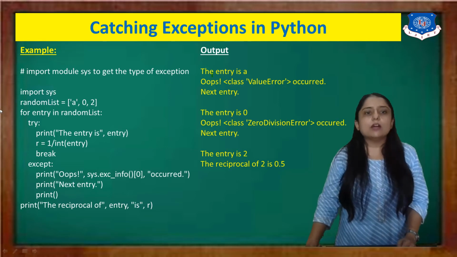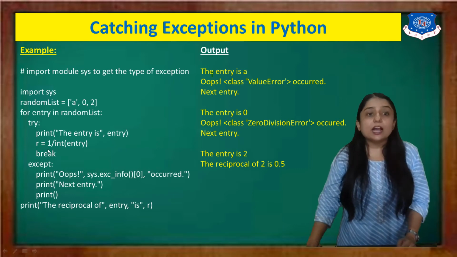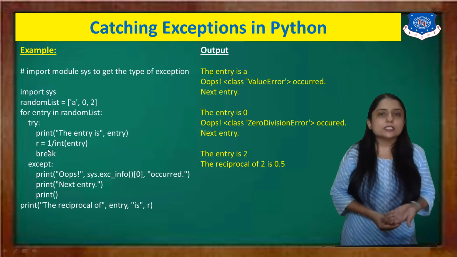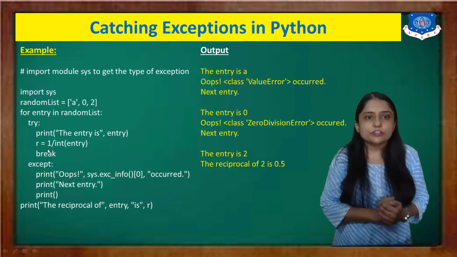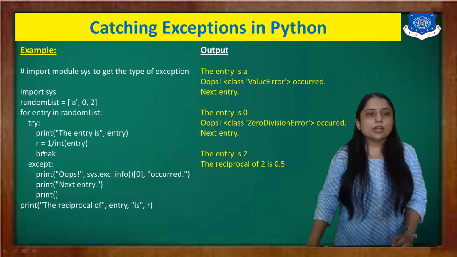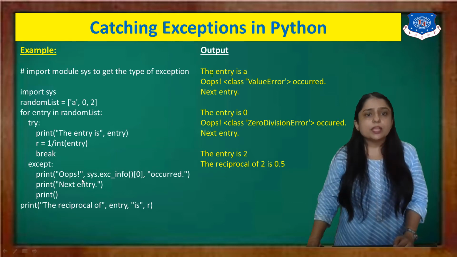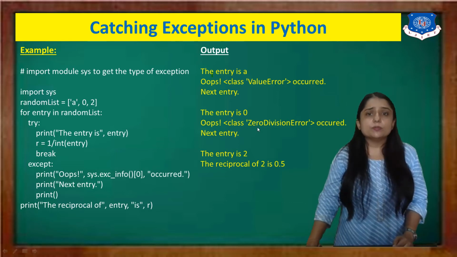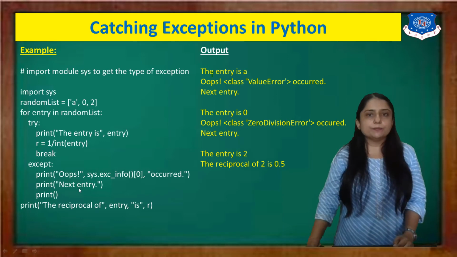So now the next entry is 0. So again it will check. Here first it will print 0, then r = 1 divided by 0. The answer is infinite. And we know very well that is a ZeroDivisionError. So program control directly goes to the except clause. And here it is written, 'Oops, ZeroDivisionError occurred.' And then it's the next entry.